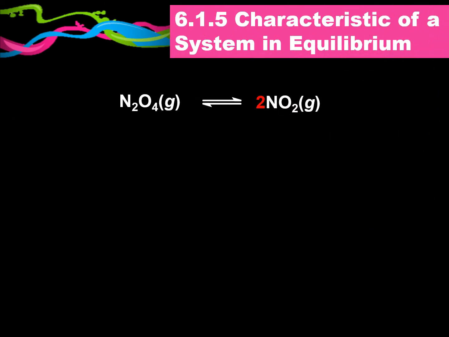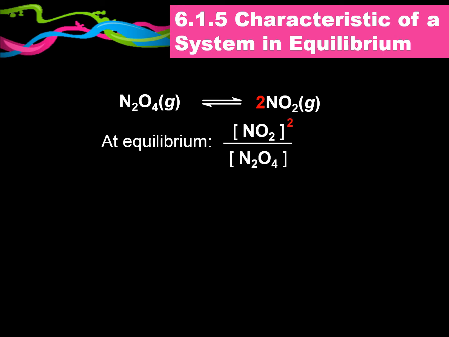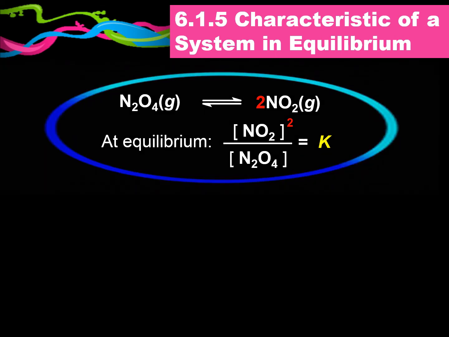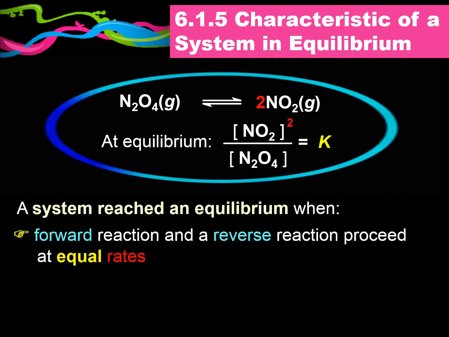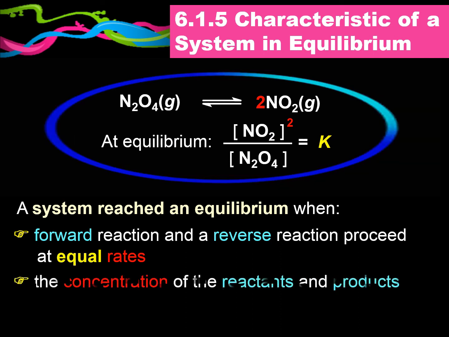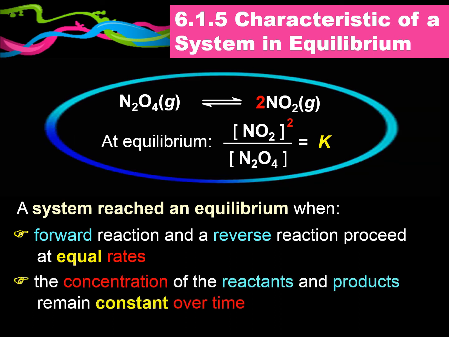By applying the law of mass action to this example of reversible equation, at equilibrium we have the concentration of NO2 to the power of 2 over the concentration of N2O4 to the power of 1, or we can simply write the concentration of N2O4, and all of this will be equal to K. When this system reaches equilibrium, the forward and reverse rates will be equal and the concentrations of both reactants and product will remain constant.